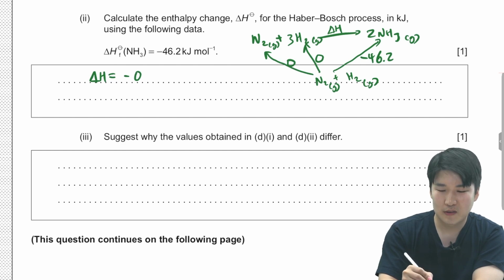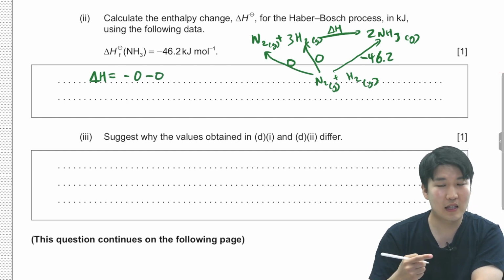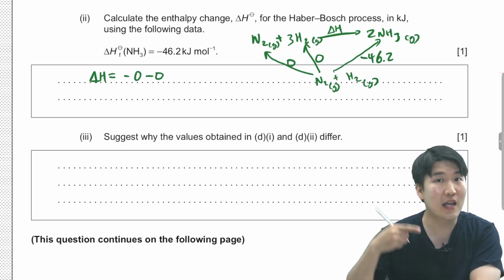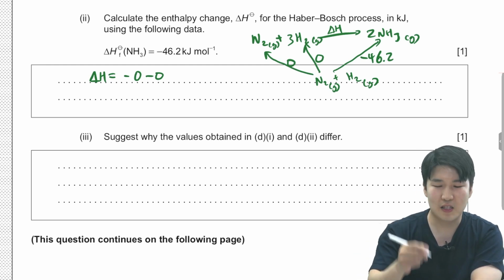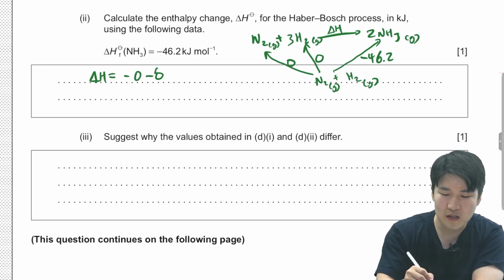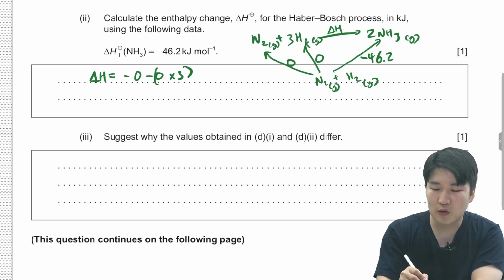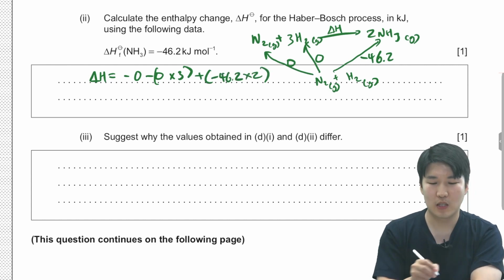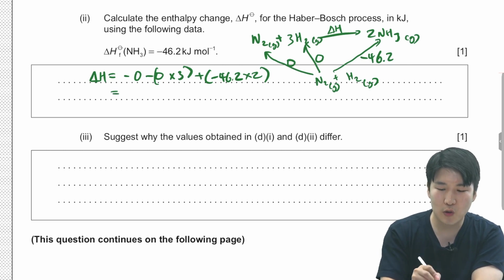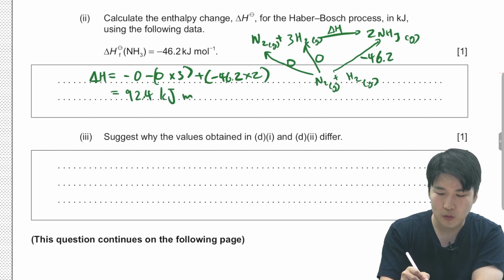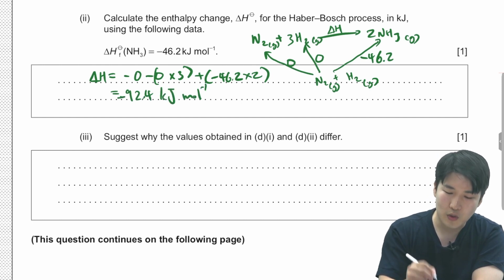Hess cycle tells us that delta H is equal to minus 0, that's the delta HF values for N2 and 3Hs. Specifically, we should minus 0 times 3, shouldn't it? Then we're going to add minus 46.2 times 2, meaning delta H value is going to be 92.4 kilojoules per mole with a negative sign.